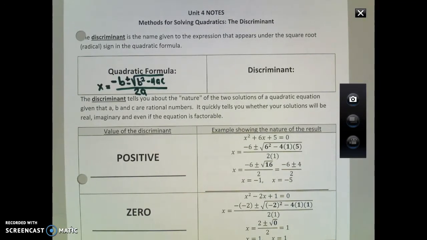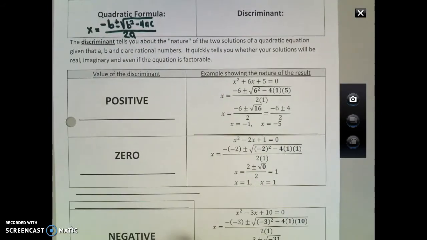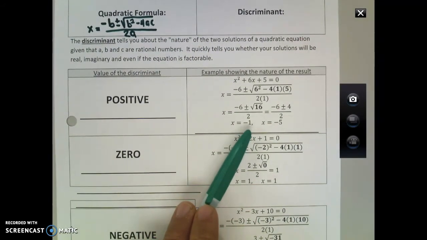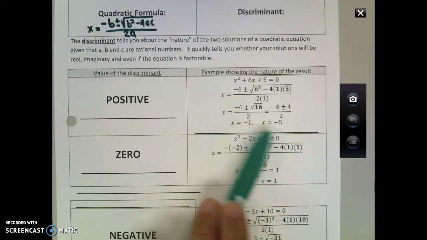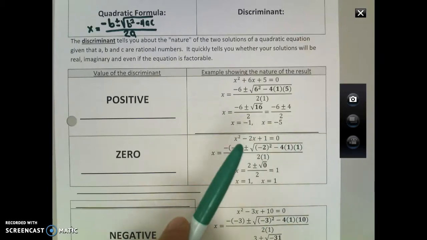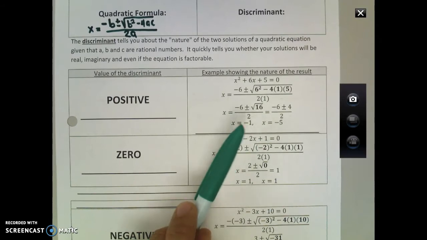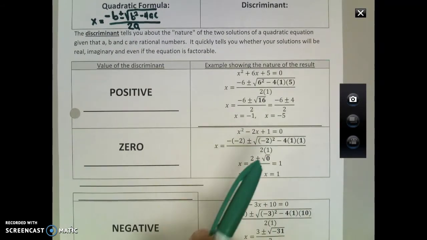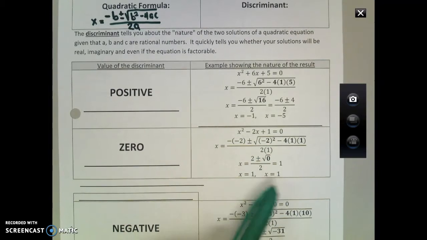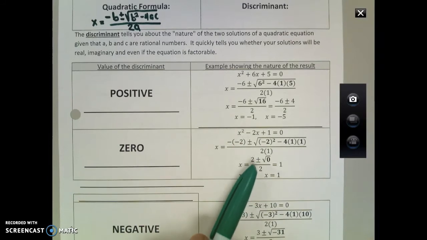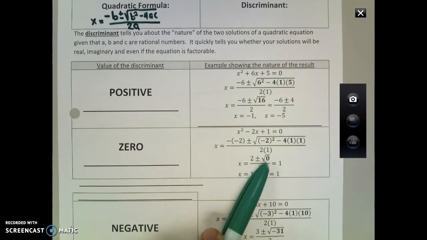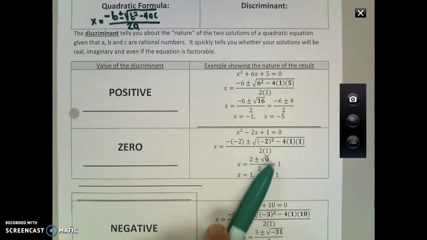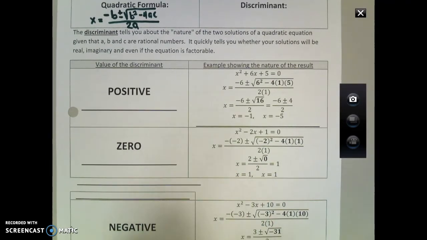Now, in some cases, as you look on your note sheet here, the two answers that you end up getting are going to be perfectly regular real numbers. Sometimes they're whole numbers, sometimes they're going to be with square roots in them. Sometimes you're going to get an answer that is exactly the same. In this case here, where I have 2 plus or minus, well, the square root of 0 is 0. So when you add a 0 and subtract a 0, it doesn't change the number. So you technically get the same answer twice.